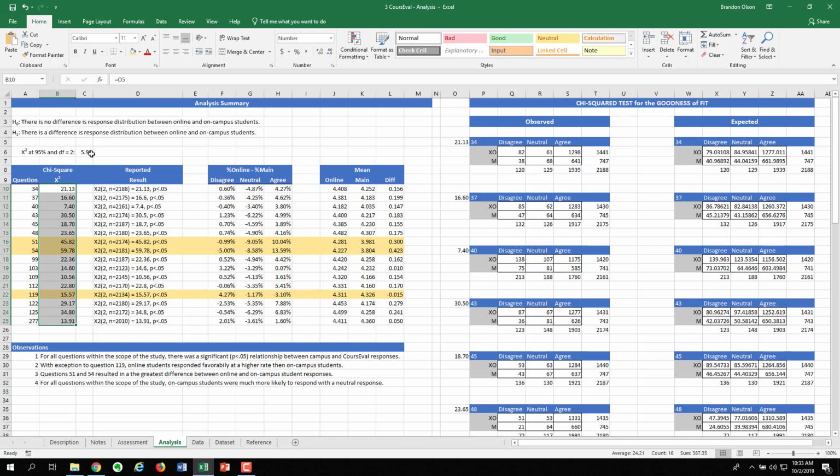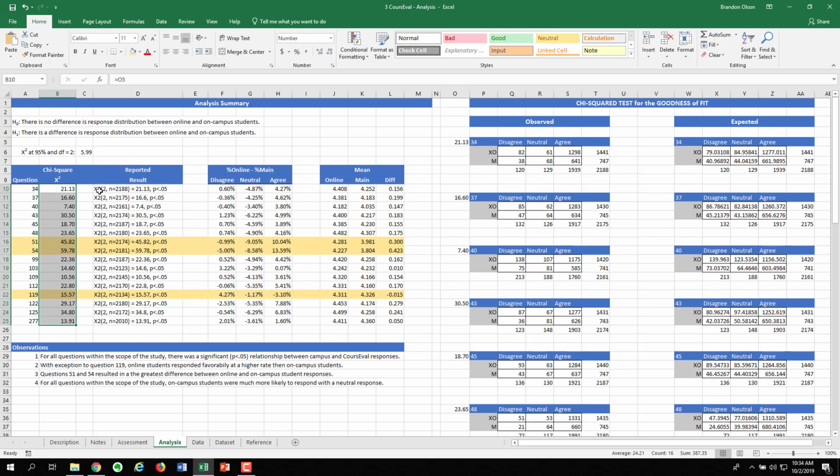But using that evaluation, I see that any chi-squared value greater than 5.99 is statistically significant at the 95% confidence interval. Each one of these values happens to be over 5.99, so each is statistically significant. That means for each of my questions, there is a statistically significant difference between how our online students responded to that question and how our on-campus students responded.